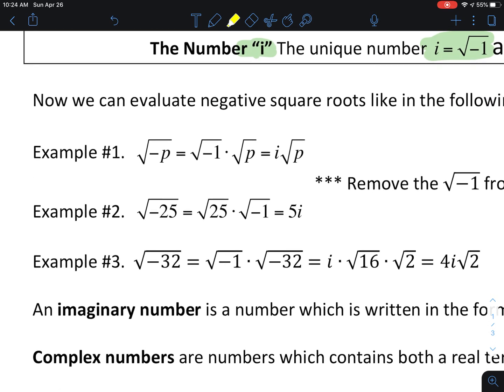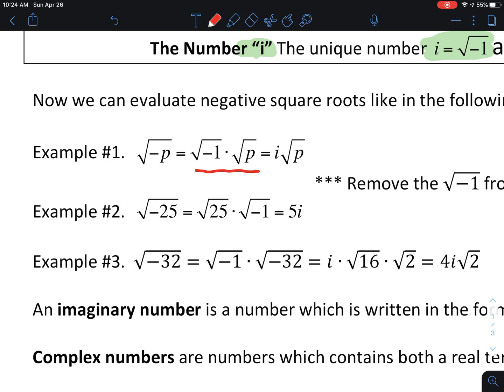Example number 1, we have the square root of negative p. Now, in the real number system, we can't do that. But in the complex number system, we can. Now notice what I did there. I separated the square root of negative p into two parts: the square root of negative 1 times the square root of p, right? So negative 1 times p would be negative p.